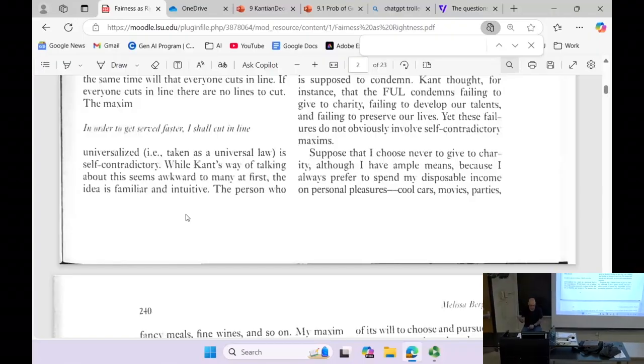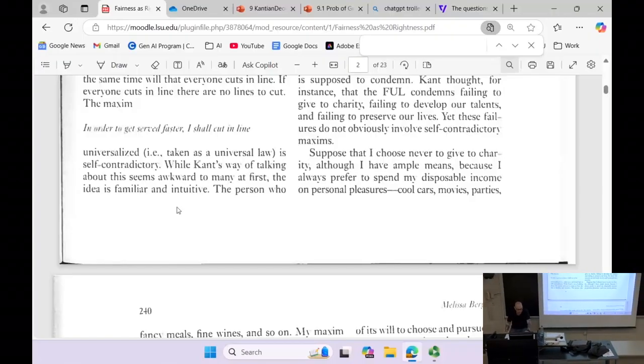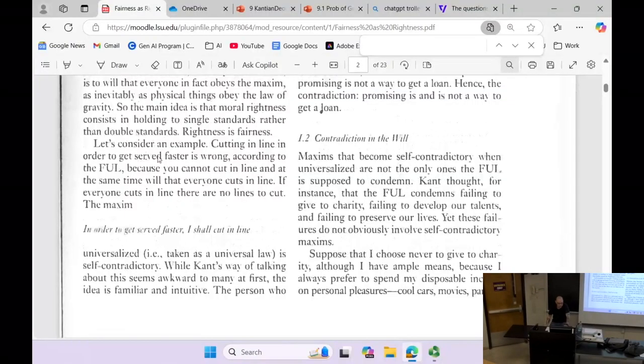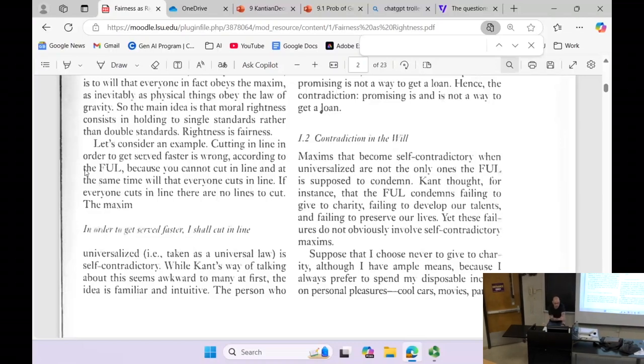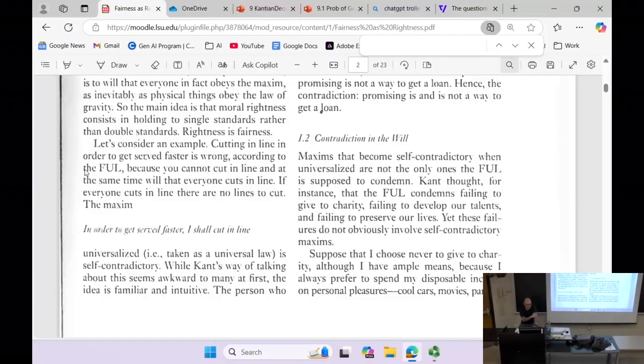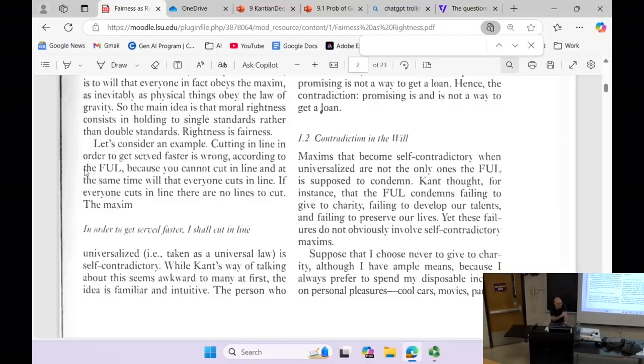Hopefully it's familiar to you. It was right out of the reading assignment for today. So let's consider another example. Cutting in line in order to get served faster is wrong according to the universal law formula, because you cannot cut in line and at the same time will that everyone cuts in line. If everyone's cutting in line, there is no what? Line, and it ceases to be a way to get served at all. Formal contradiction, right? So in order to get served faster, I will cut in line. Taken as a universal law, this is self-contradictory.